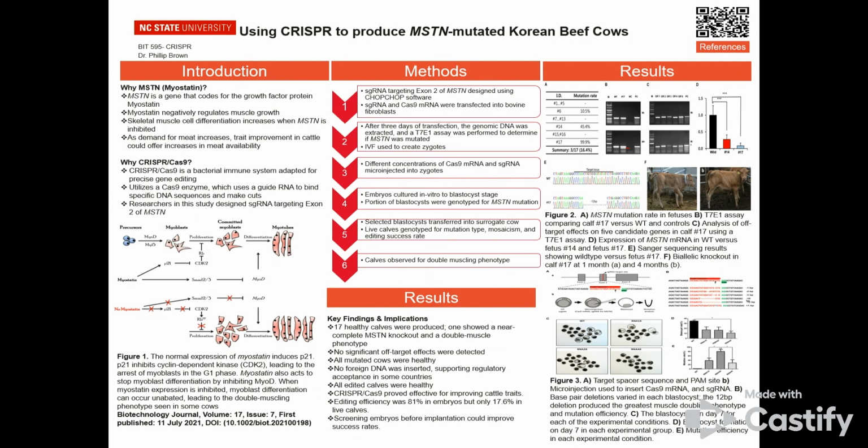And just some key implications of this. Of course, 17 healthy calves were produced. One showed a near complete myostatin knockout and double muscle phenotype. No significant off-target effects were noted by the authors. All mutated cows were healthy. They performed some blood analysis showing no significant health issues noted in the mutated cows. And of course, CRISPR-Cas9 did prove effective for improving cattle traits, although the efficiency could be improved for actual use.